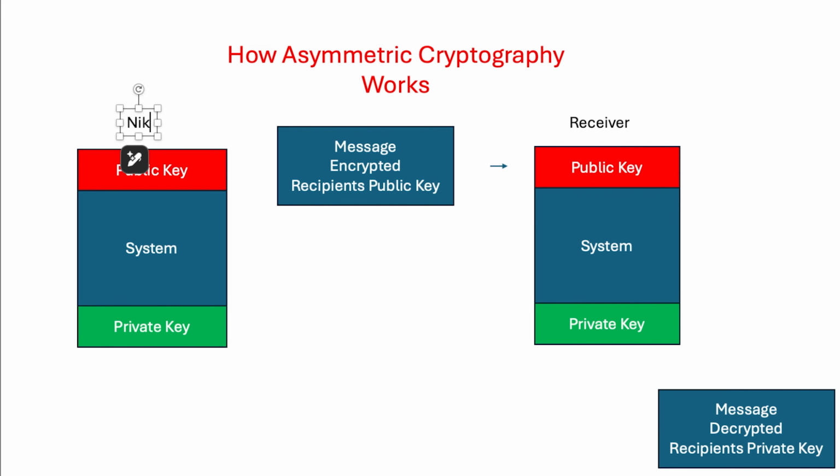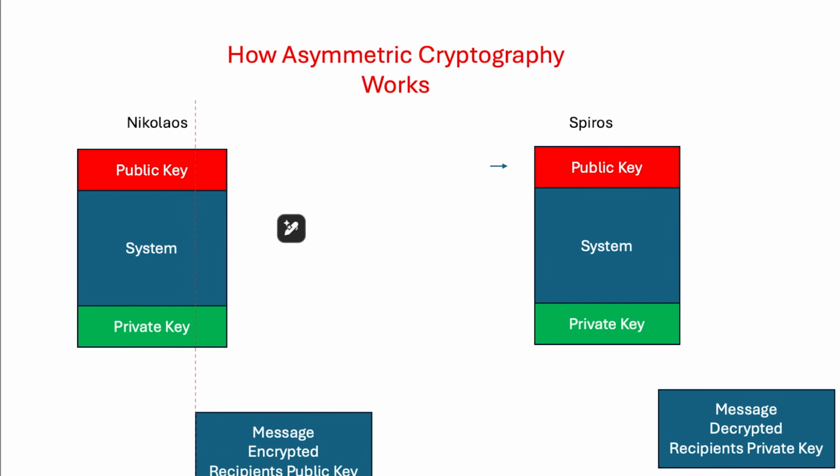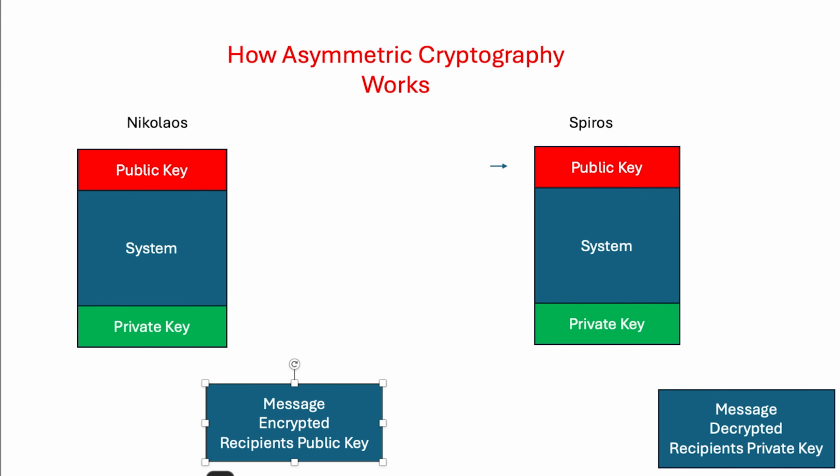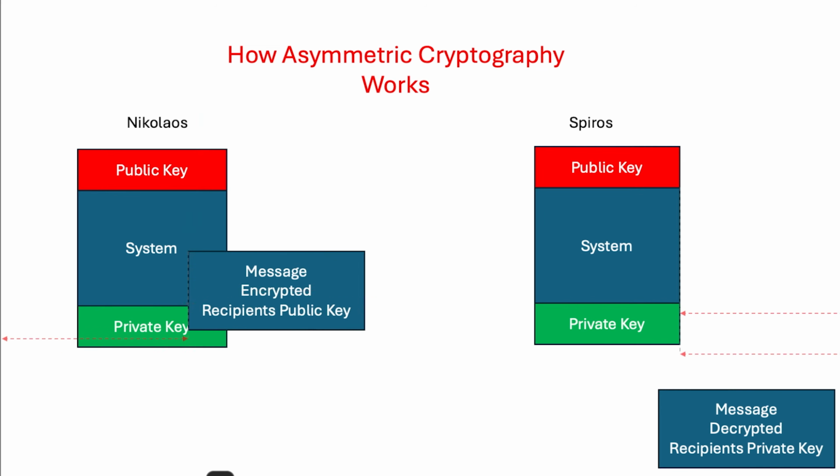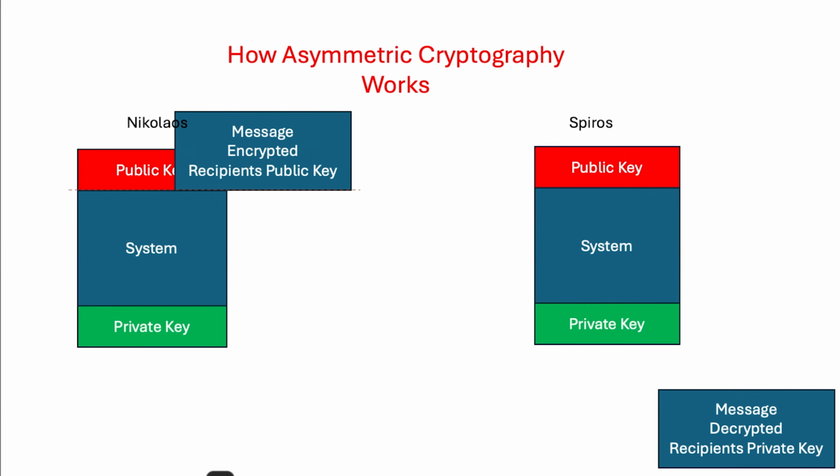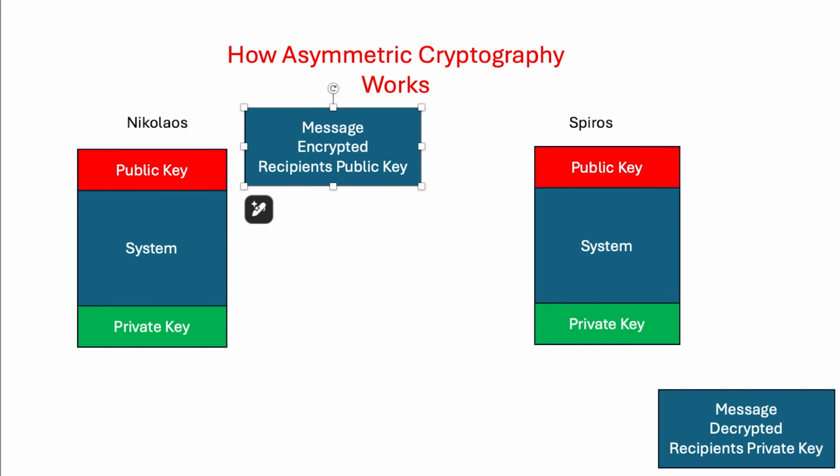So let's say we have Nikolaos over here, and then over here we have Spiros. And they want to talk to each other. So what's going to happen first is Nikolaos wants to send a message to Spiros. In this particular environment, Nikolaos will create the message, and Nikolaos will encrypt the message using Spiros' public key.